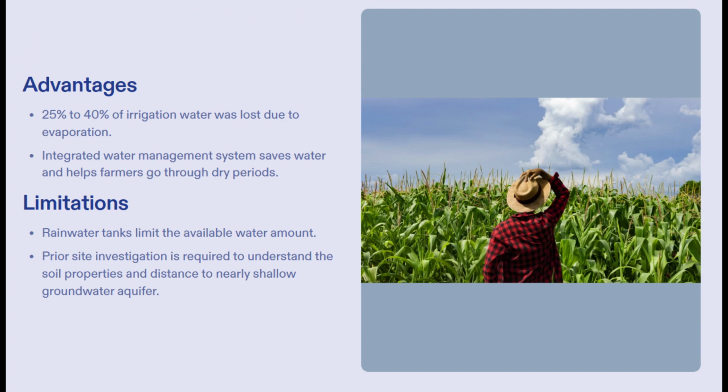So there are two advantages to our innovation idea. First, in the traditional irrigation way, about 25 to 40% of water is lost at the surface due to evaporation, so our subsurface pipeline can avoid this water loss. And also, the integrated water management system not only saves water, but also helps farmers go through the dry period when there's no rainfall. The limitations are obvious too.